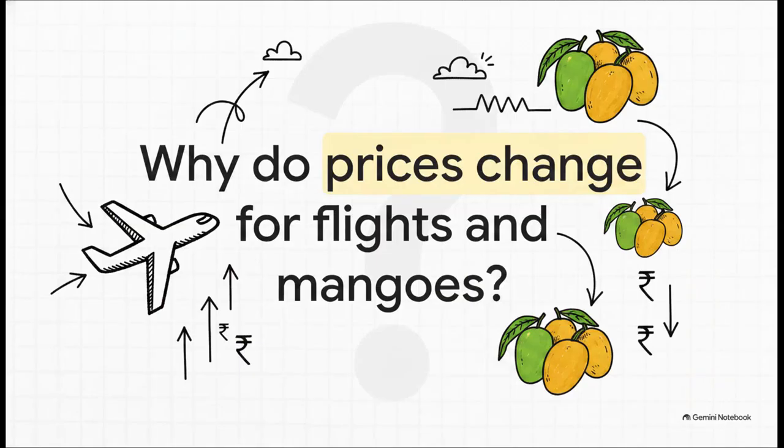I mean, seriously, why does a flight cost 3,000 rupees one day and then, bam, a massive 9,000 the very next day? No way, right? Or think about seasonal mangoes. They're usually super expensive right at the start of the season, but then they get way cheaper just a few weeks later. We all experience these, quite frankly, frustrating real-world price fluctuations. It feels totally random, but I promise you, there's a real, distinct logic behind the whole shebang.